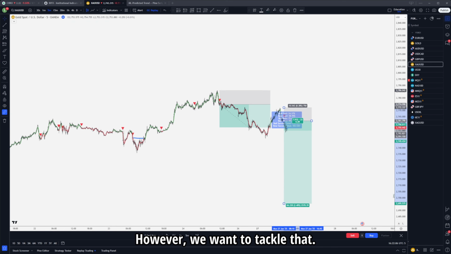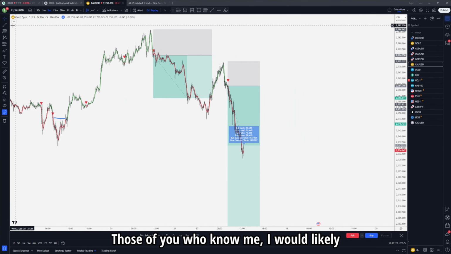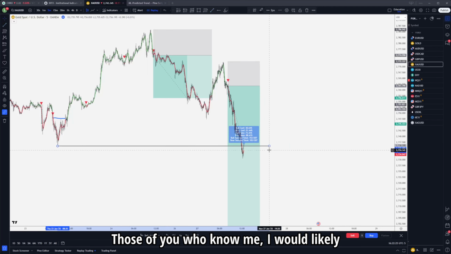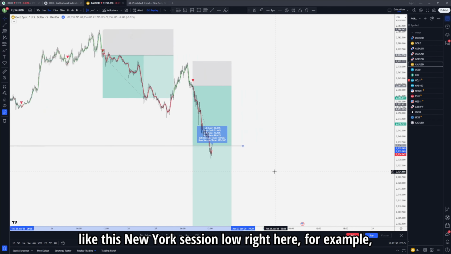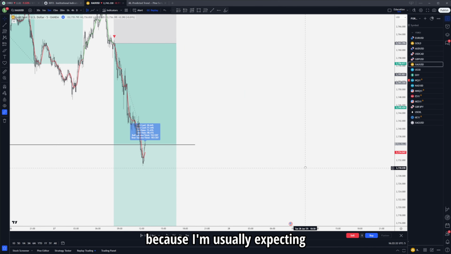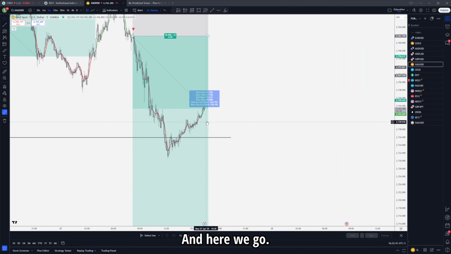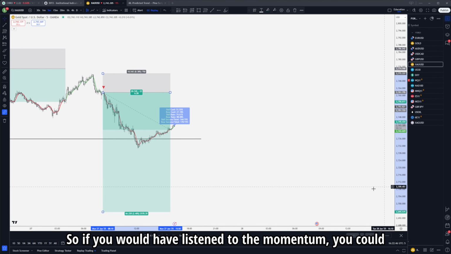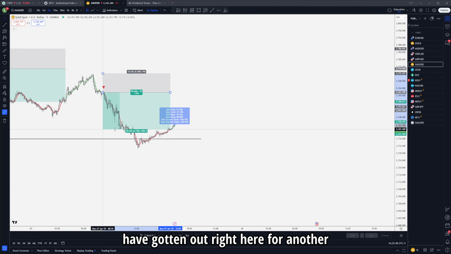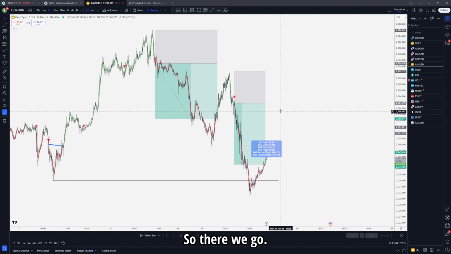However, we want to tackle that, and let's use the momentum again. That is also pushing quite nicely, and those of you who know me, I would likely try to get out at critical points of liquidity like this New York session low right here, for example, because I'm usually expecting pullbacks. I, of course, didn't teach the indicator that. And here we go, now we're back at the present. So if you would have listened to the momentum, you could have gotten out right here for another 2R. All right, so there we go.